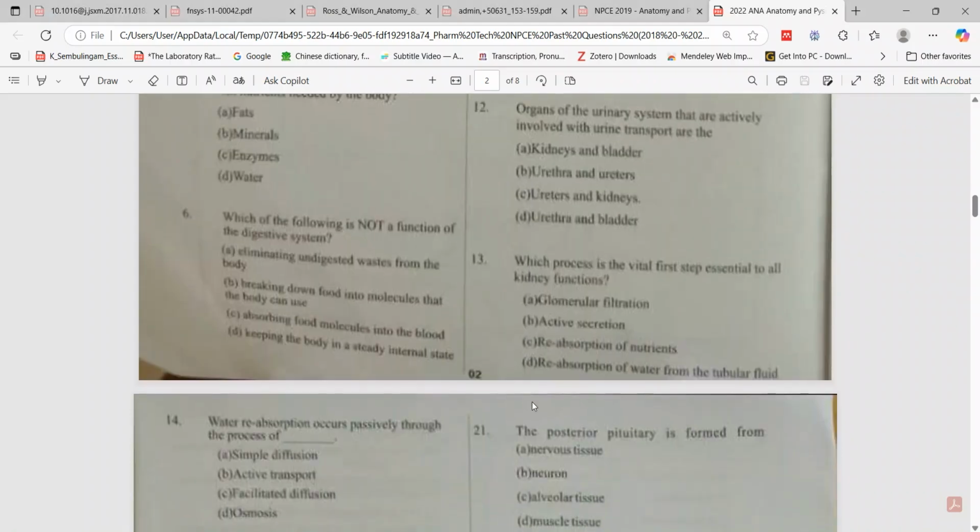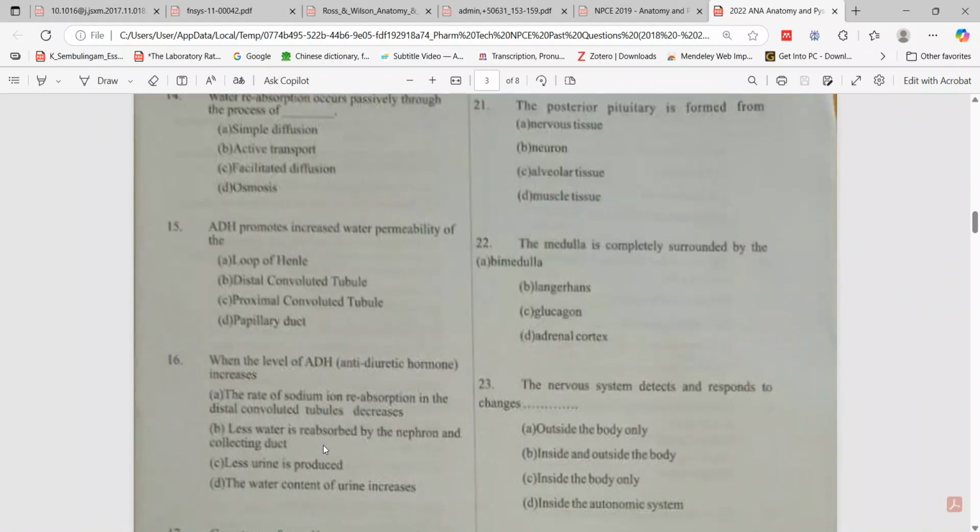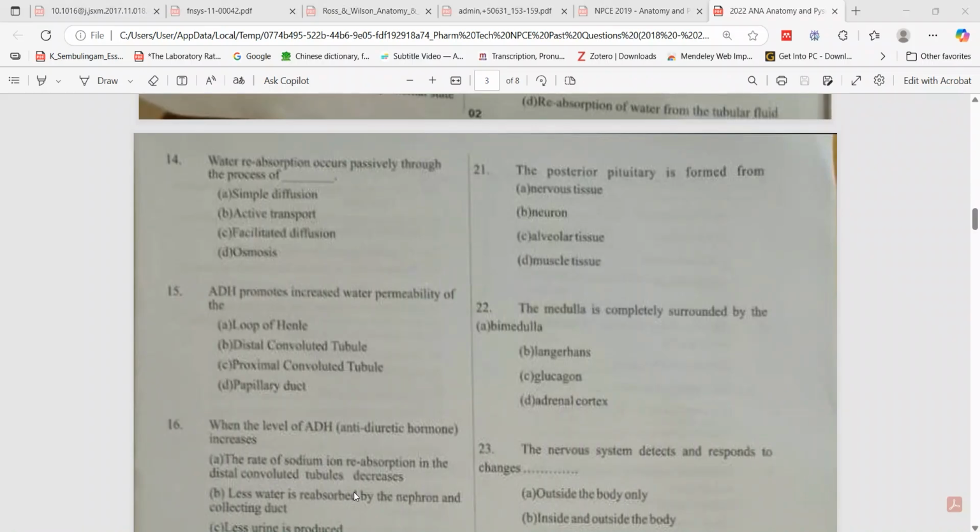Question 13. Which of the following is a vital first step essential to all kidney function? What's the answer to question 13? Glomerular filtration. Correct. Glomerular filtration, that's the answer. Okay, question 14.